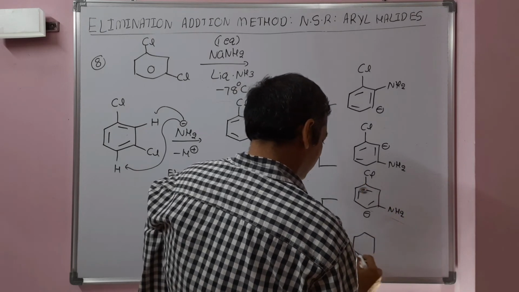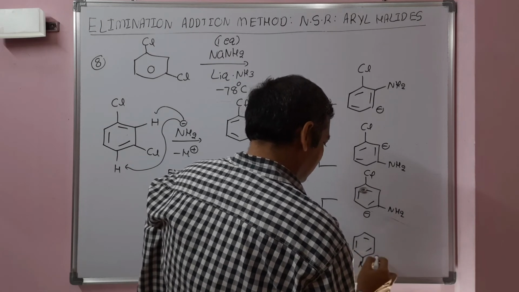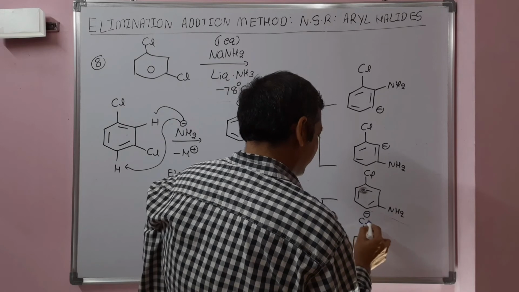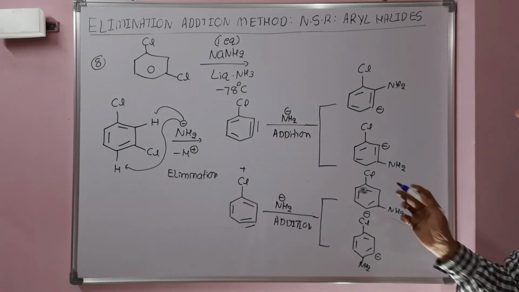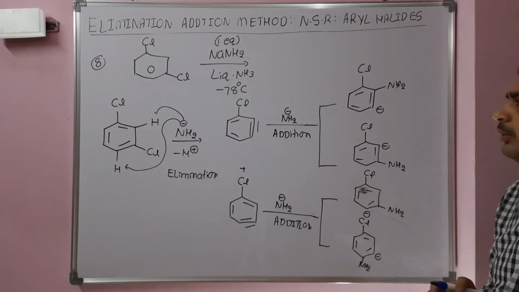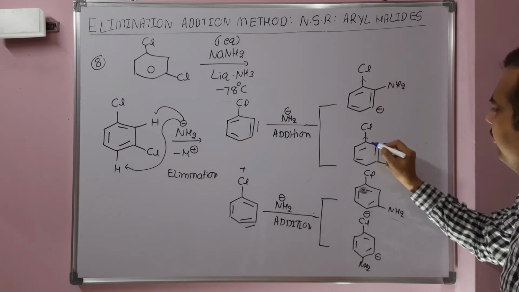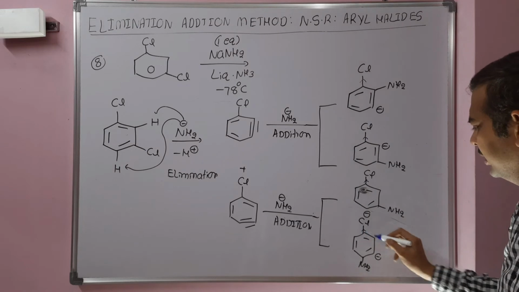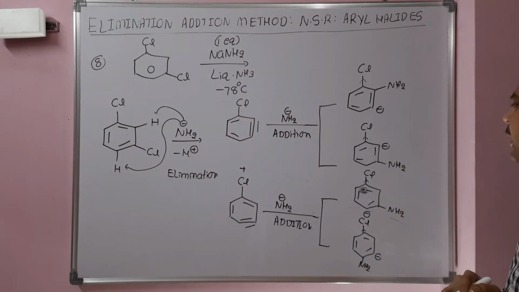Similarly, if NH2 minus attacks at para, then the carbanion is at meta. Four carbanions are obtained from two benzynes. Why? Because two different beta hydrogens are available. Chlorine is a negative inductive effect group. Chloro is a negative inductive effect group that will stabilize the carbanion.